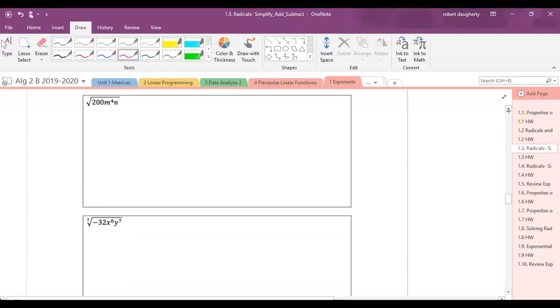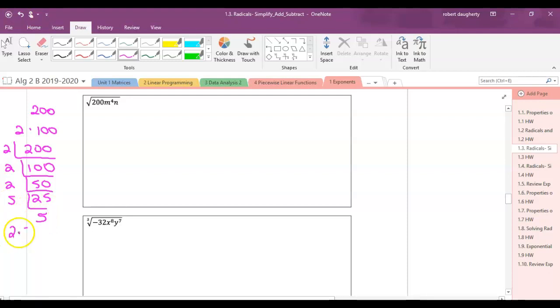Square root of 200 m to the 4th n. So 200. What you could recognize, you could just write that as 2 times 100, and you know that's a square root, okay? If you didn't see that, do what we've always been doing here. It's even. Divide it by 2, you get 100. Divide that by 2, you get 50. Divide that by 2, you get 25. Divide that by 5, and you get 5. So this is 2 times 2 squared times 5 squared.